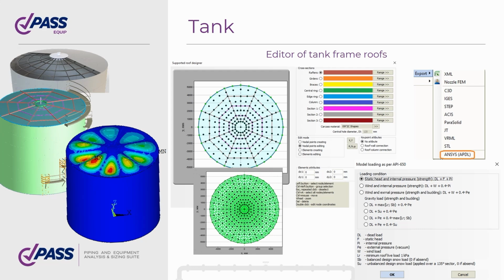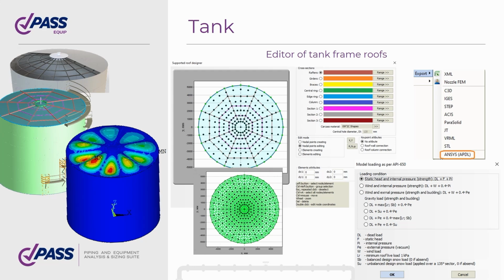Editor of tank frame roofs. The difficulty of calculating frame roofs lies in the fact that, unlike wall and shell roofs, there are no analytical calculation methods designed by formulas. Such calculation is possible only by finite element method analysis.